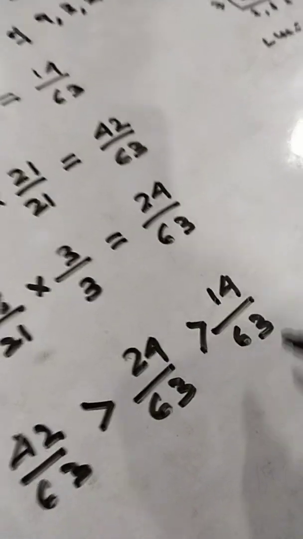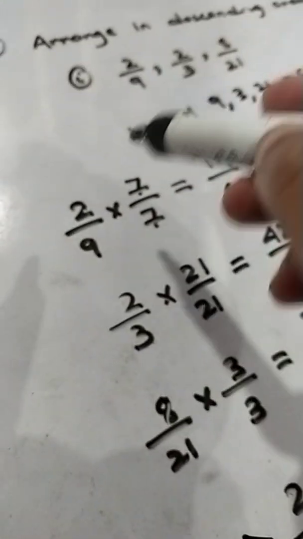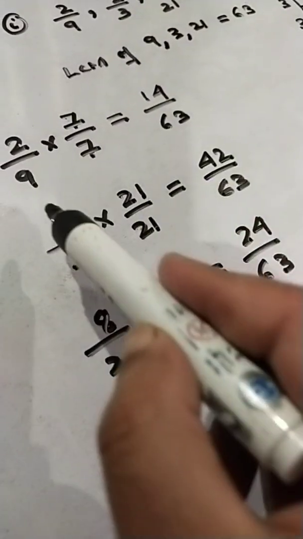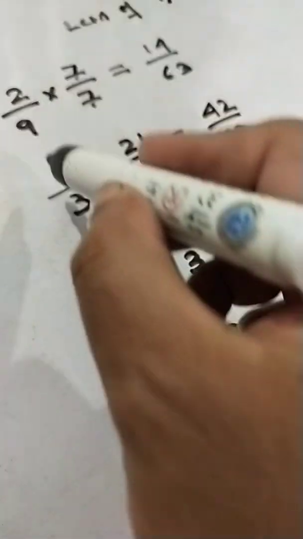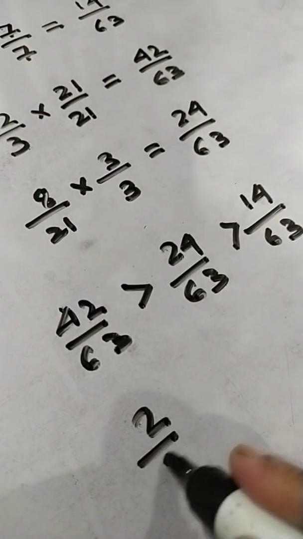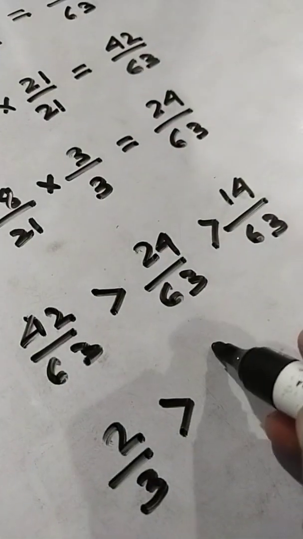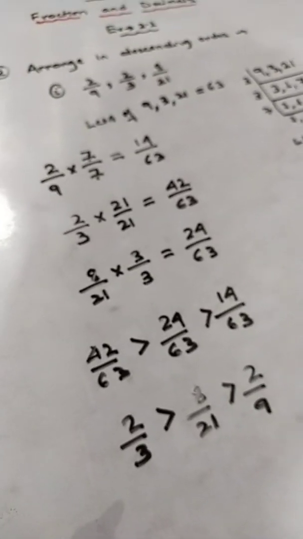14 by 63. Now from which fractions are we getting these? We have to arrange the original fractions in descending order, not these ones, but we take the help of these. 42 by 63 is coming from 2 by 3. We again give the greater than sign. Then 24 by 63 is coming from 8 by 21. And finally 14 by 63 is coming from 2 by 9. This is your required descending order. I hope it was easy.